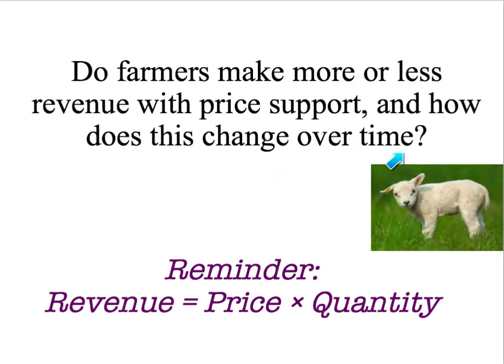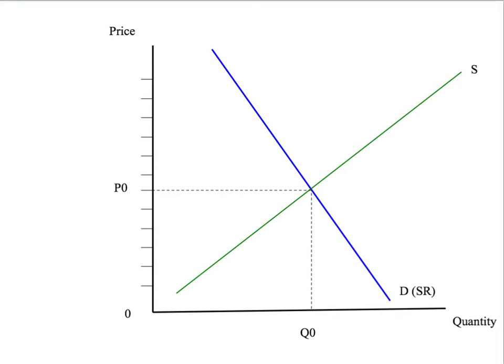Now, to do that, we have to remember what our definition of revenue is. Revenue is simply given by price times quantity. Let's start off with our market for the relevant agricultural product. We have quantity on the horizontal axis, we have price on the vertical axis.